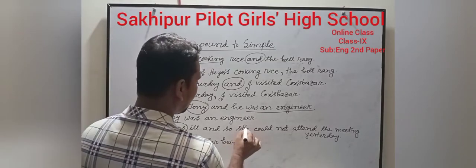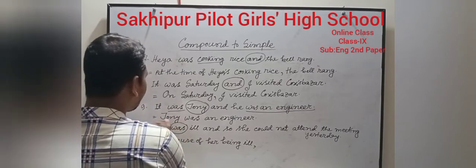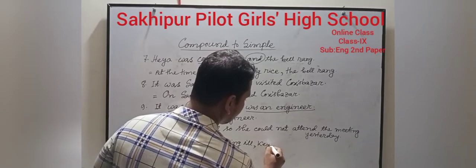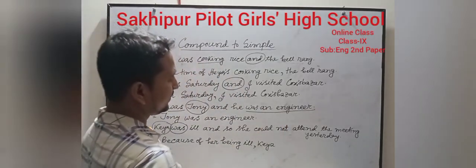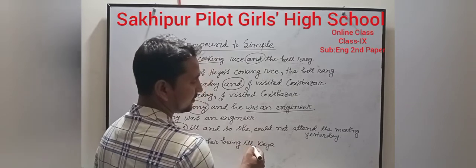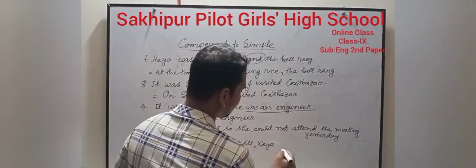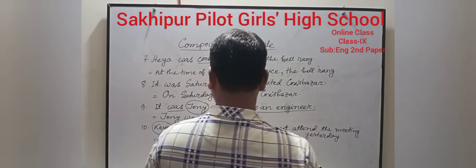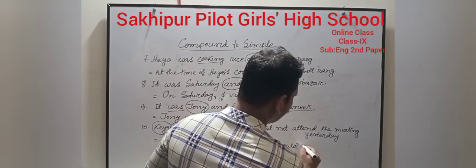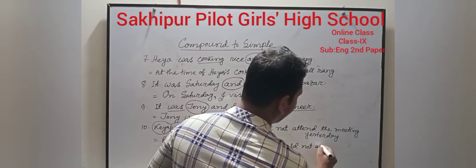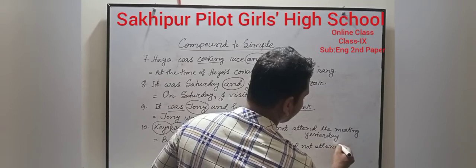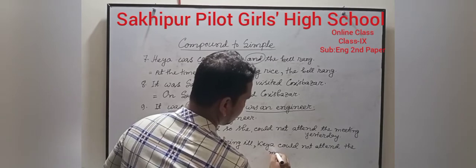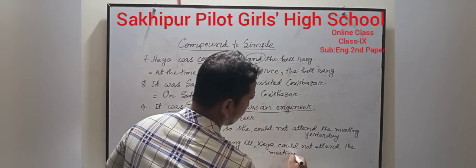Then you have to write the subject of the first clause, Kaya. Then you have to write after subject up to the last of the second clause. Kaya could not attend the meeting yesterday.